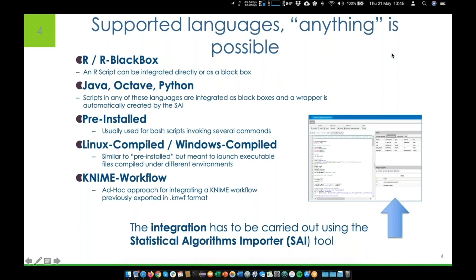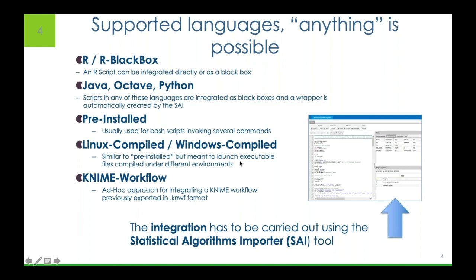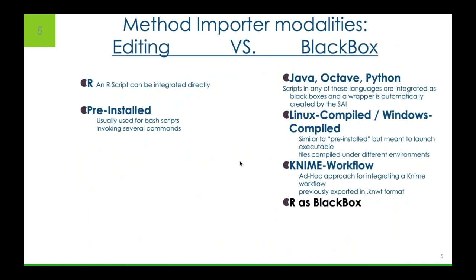So, supported languages, anything is possible. You can use R, or R in a black box, or you can also type your R code. You can use Java, Octave, Python, pre-installed, so bash scripts perhaps, Linux compiled and Windows compiled, and KNIME workflow. And as I just said, the integration has to be carried out using the SAI, what we call SAI, Statistical Algorithms Importer. So let's talk about it.